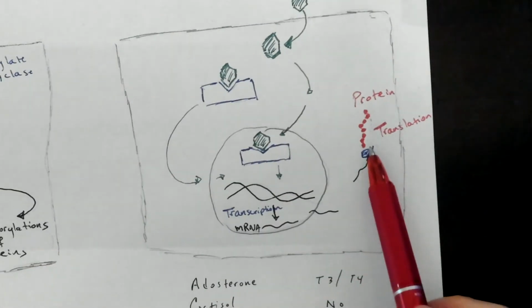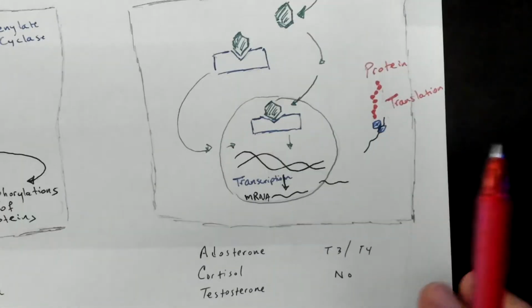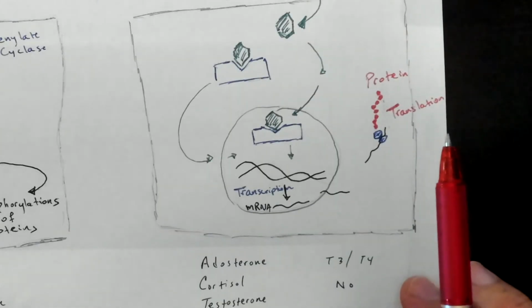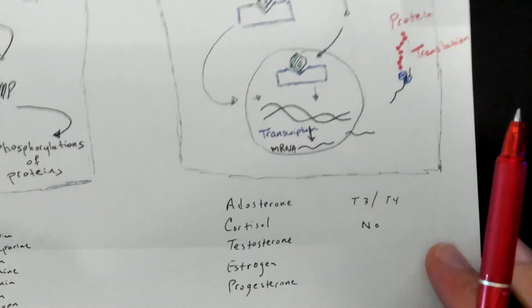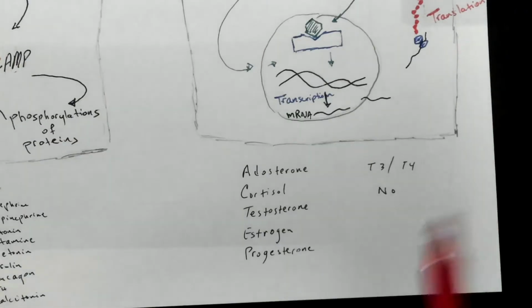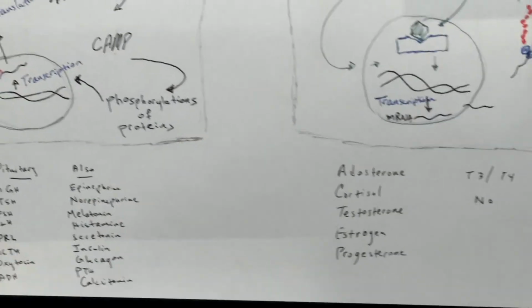And so eventually that protein would be the change, right? And we'd get a change in the target cell as a result. Let's look at the list of hormones that can do it this way. The list is much smaller. That's one thing to notice here, right?